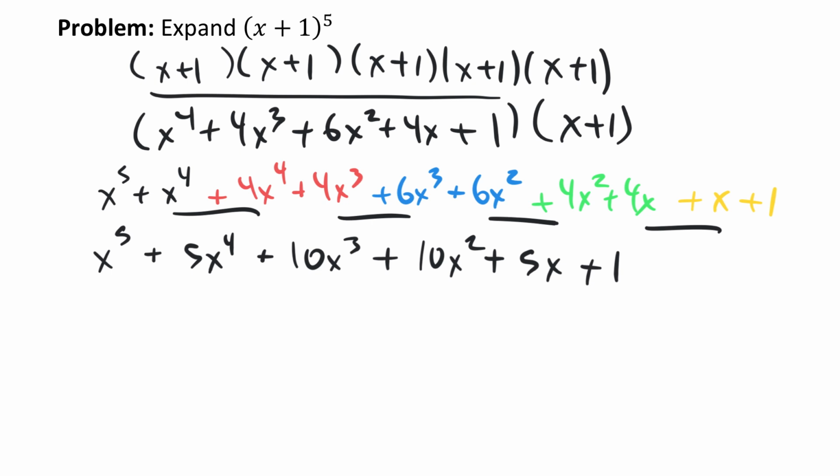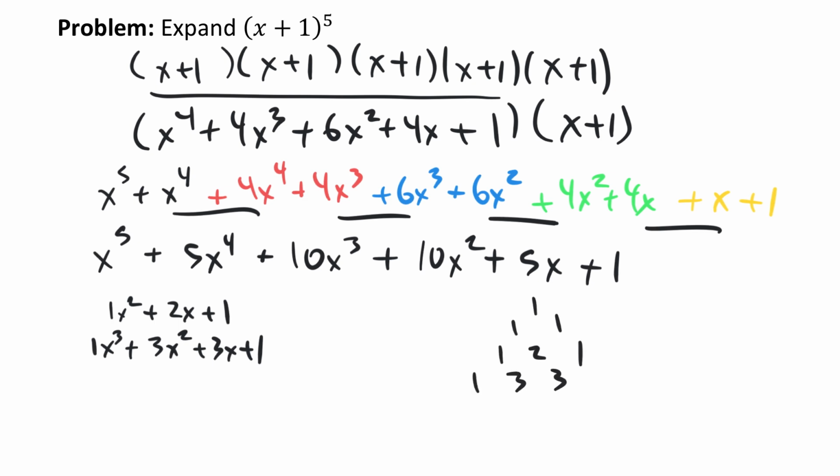And at some point, you should notice that we have an interesting pattern going on. If you remember from our first example, we had 1x squared plus 2x plus 1. Then we had 1x cubed plus 3x squared plus 3x plus 1. Here we had 1x to the 4, 4x cubed, 6, 4, 1. Here we have 1, 5, 10, 10, 5, 1. Yes, if you haven't seen it already, this is indeed Pascal's triangle.